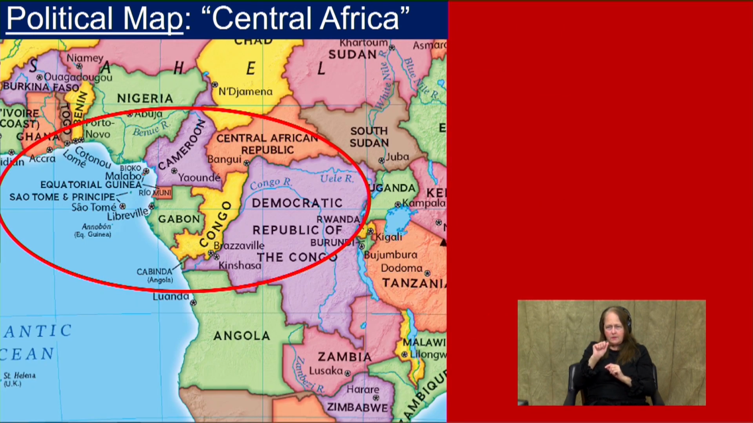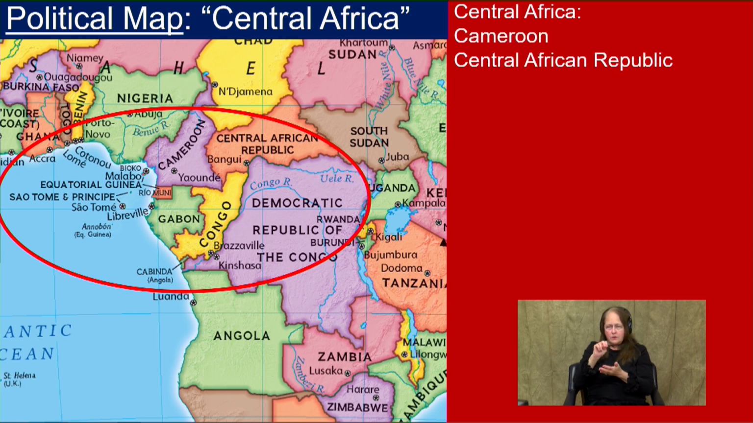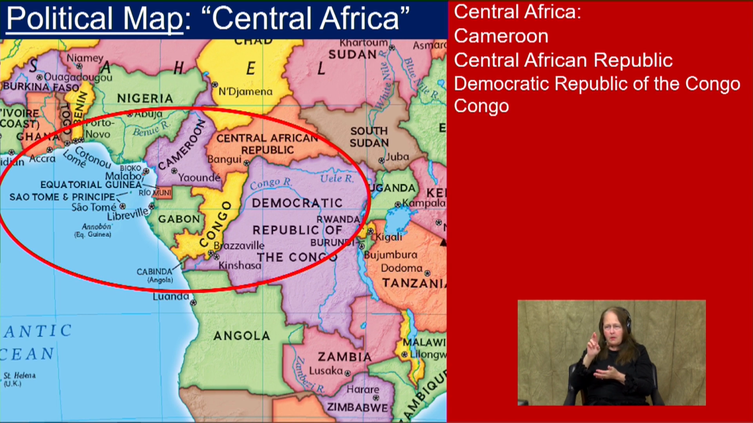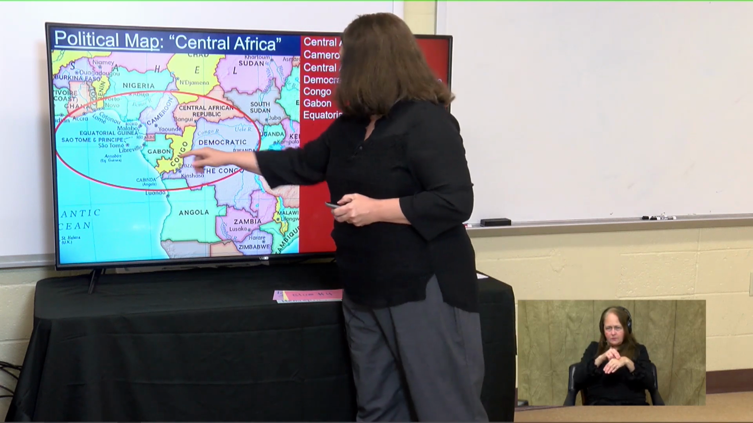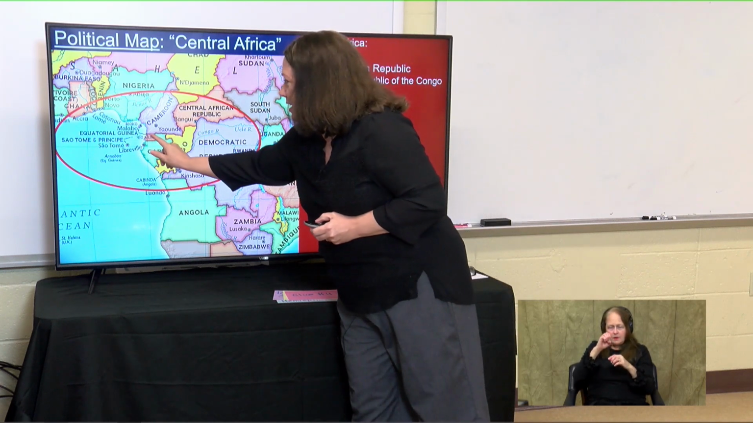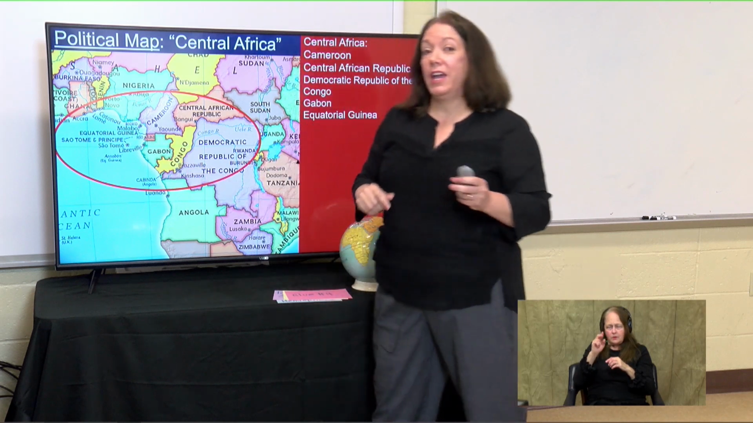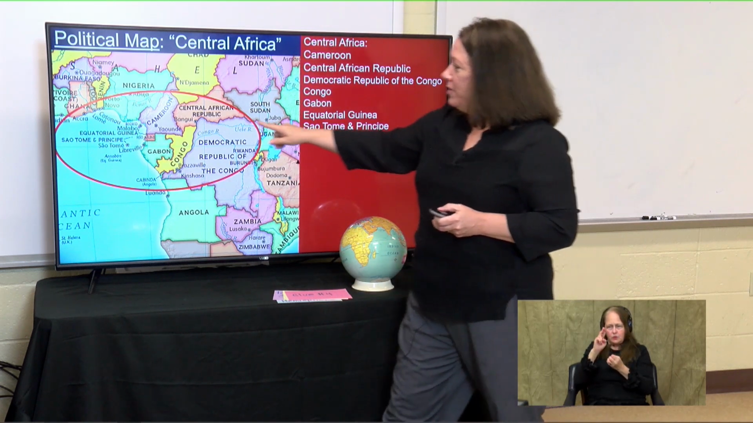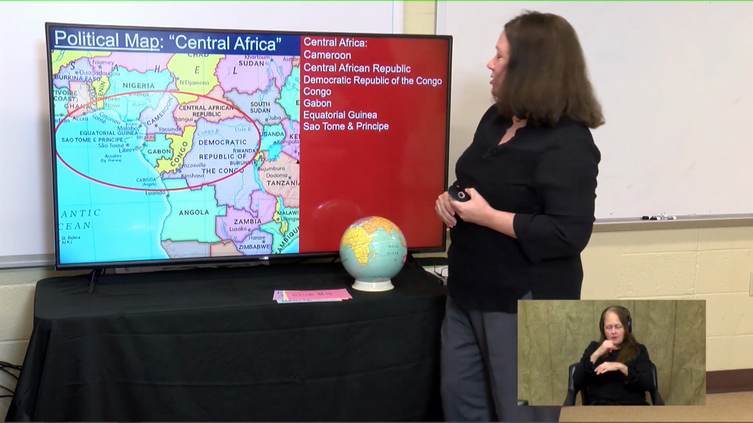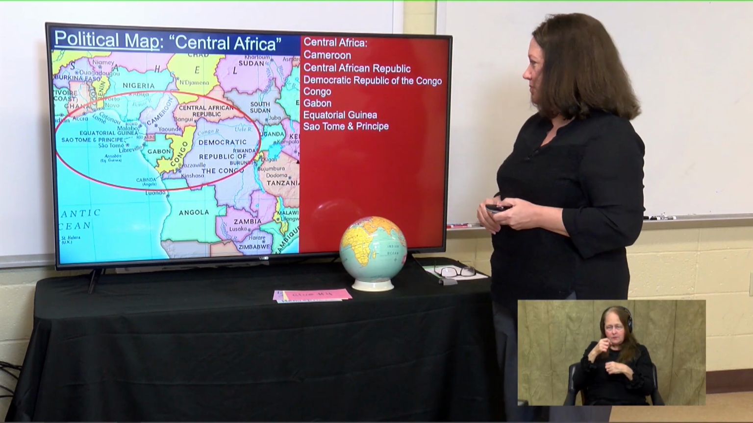Let's move to Central Africa. Here we have Cameroon, Central African Republic, the Democratic Republic of the Congo. Then we have Congo, two separate nations, Gabon, Equatorial Guinea. And you can probably guess why it's called Equatorial Guinea. The equator runs right through there. And then off to the coast, we have some islands called Sao Tome and Principe.